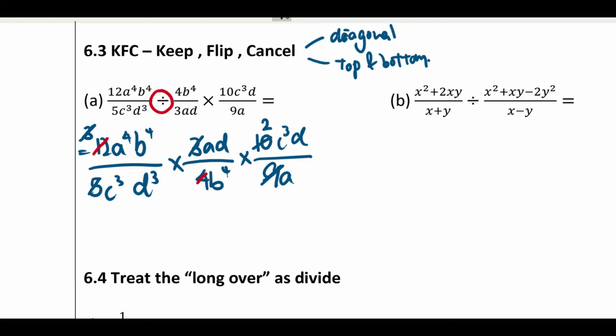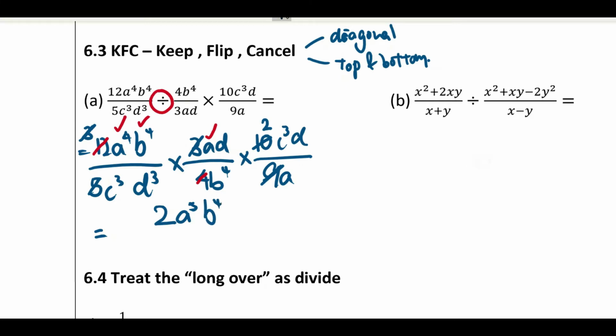Okay, so if you feel it's confusing, you can combine everything together first. When you combine the numerator, it's numerator times numerator. Any more numbers? There's no number, it's just a 2. Next, I have a to the power of 4 times a, that will give me a to the power of 5. Next, b to the power of 4. Any more b on top? No more. So b to the power of 4 on top.